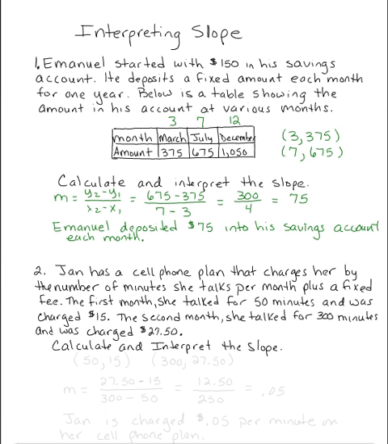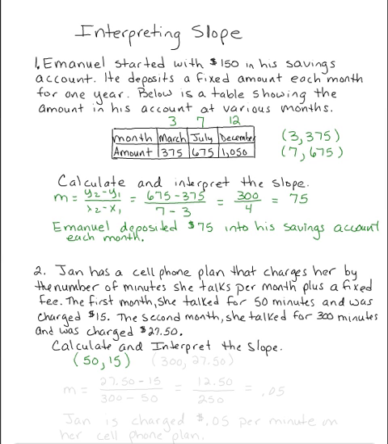Well, now in this problem, we're not given a table and we're not shown the exact points. However, if you remember, a point is also a relationship, and it's a relationship between the x and the y value. Now in this problem, we are given 2 relationships. The first relationship that we're told is that she was charged $15 for 50 minutes. Well, that would be our first point. So for 50 minutes, she was charged $15.